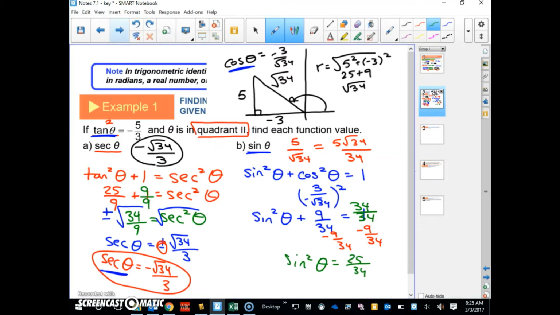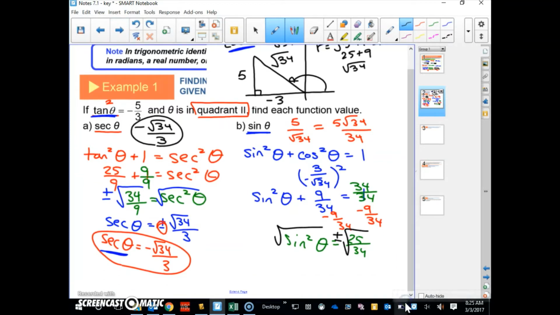And so the last step, if I want to get sine theta, I'm going to have to get rid of that squared. I'm going to have to do the square root. Now, the most common mistake that people will make is they forget it's plus or minus. It's a plus or minus square root there, because at this point, we haven't really considered what quadrant we're in. So you do a plus or minus square root, and that's going to give sine theta equals plus or minus 5 over the square root of 34.